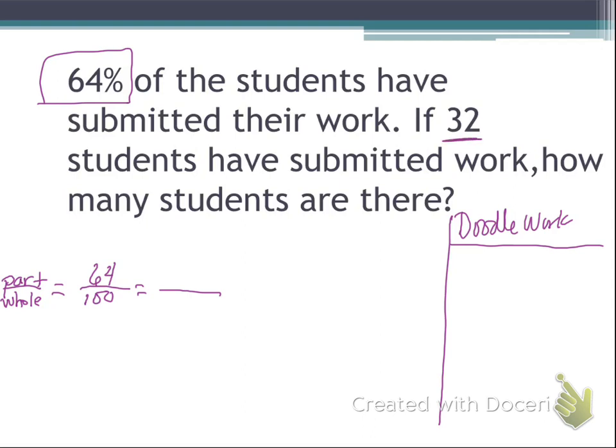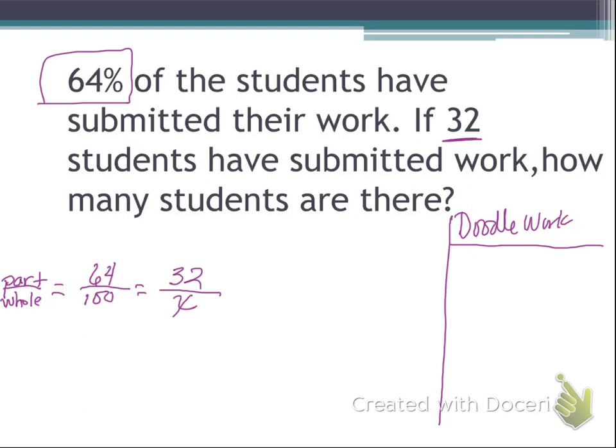And 32 students is the number that has submitted the work. So 32 is 64% of some number. So that means that 32 is just a part of the students because it's only 64%. And then our X goes in our whole.